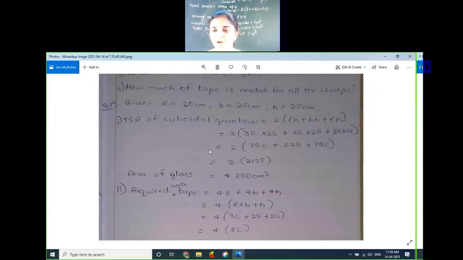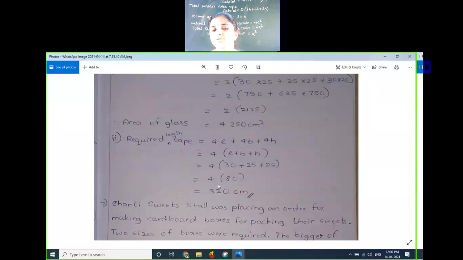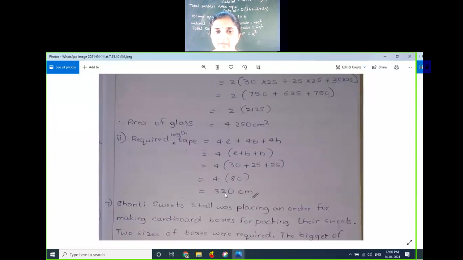So the required length of tape is equal to, as we discussed, in the 12 edges, 4 edges are length. You can see the derivation part. In that, 4 length, 4 breadth and 4 height you will get. So that means 4 you can take common, then L plus B plus H. 4 into 30 plus 25 plus 25, that is 4 into 80. So 320 centimeter. The required length of tape is equal to 320 centimeter.